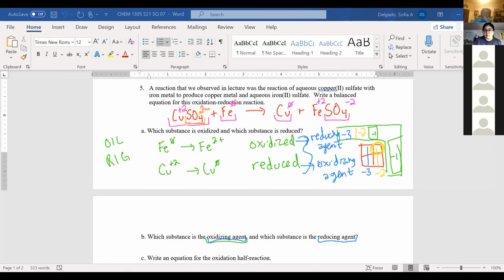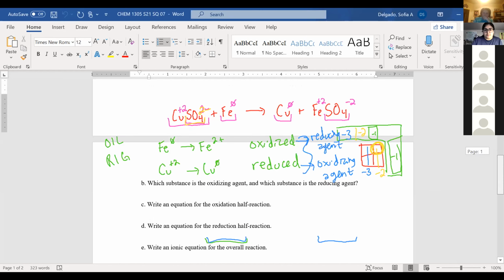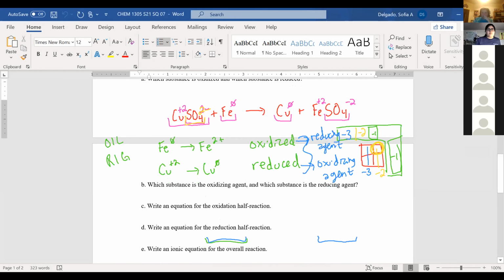Does that make sense to everybody? Yes. Okay, cool. So then now, let's do the half reactions. I'm going to scroll down and risk losing everything. Okay. Where's the scroll bar? Here's the scroll bar. Okay. So I'm going to leave it here.